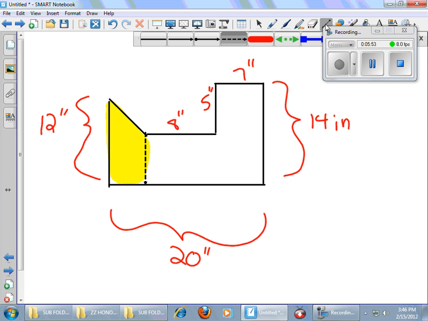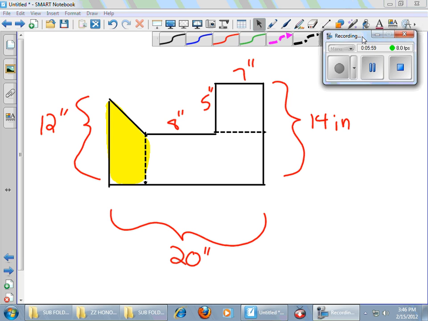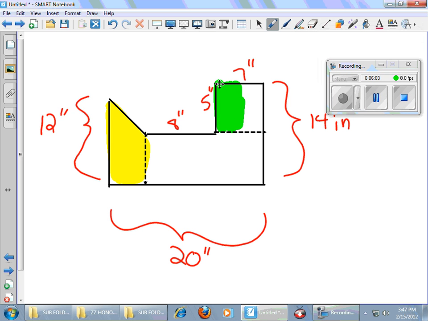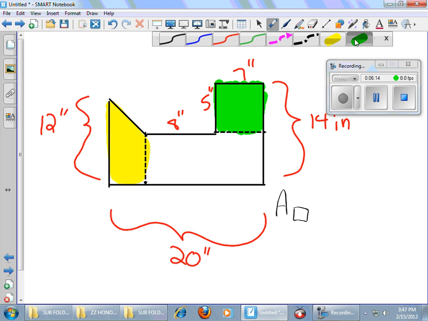I have 2 rectangles here. I'll highlight one of them in green, right? And I'll leave one of them white, okay? So first of all, I'm going to do the area of the green rectangle. That's probably the easiest thing to do first, okay?